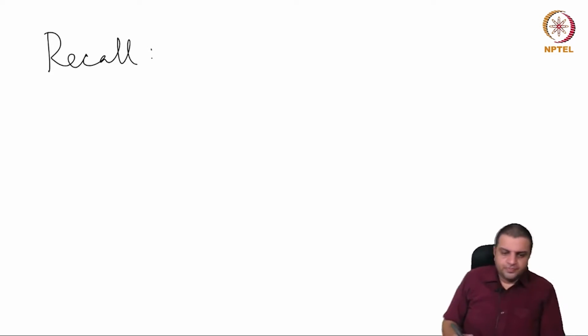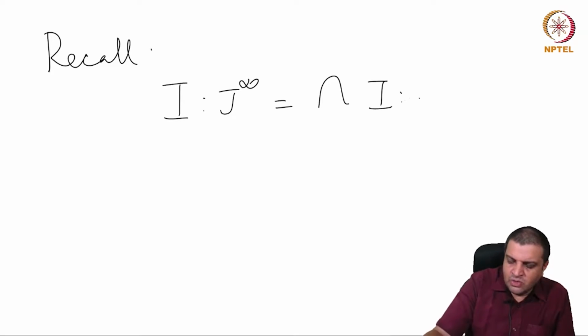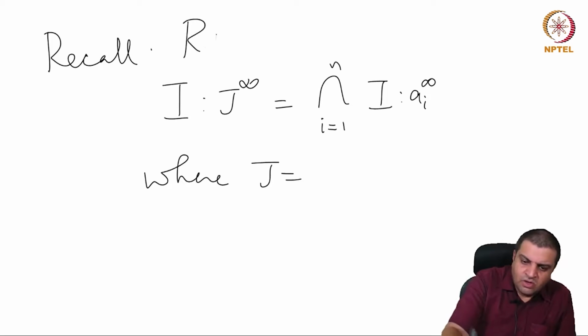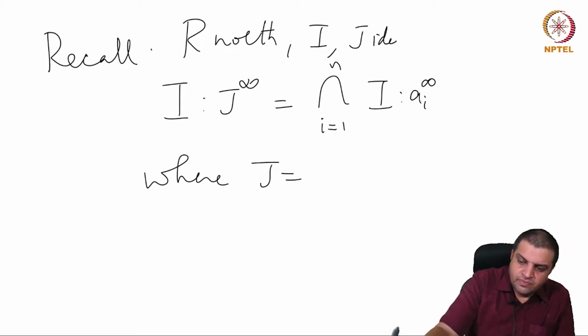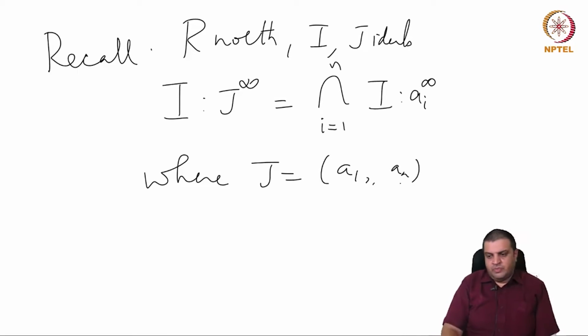So in the last lecture, recall that (I : J^∞) is the intersection of (I : a_i^∞) for i from 1 through n, where, all of this is in Euclidean rings, I and J are ideals, and J is generated by these n elements. This we saw last time.